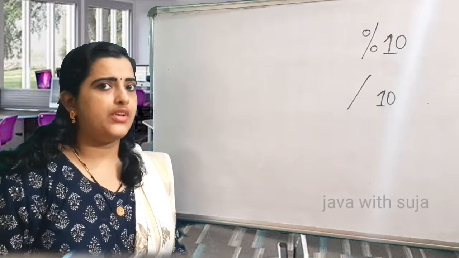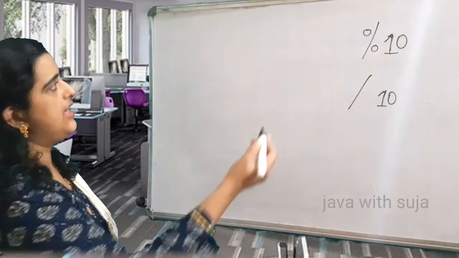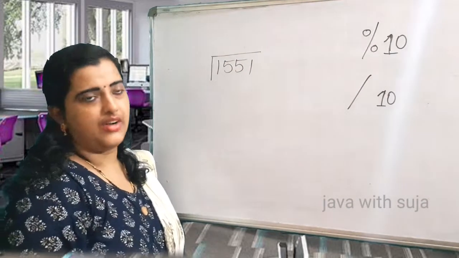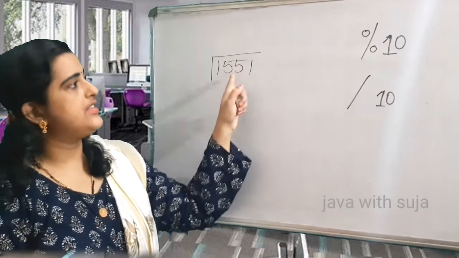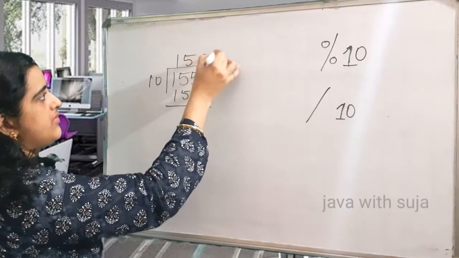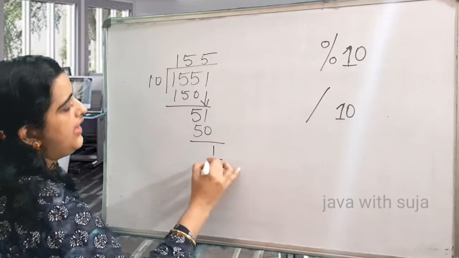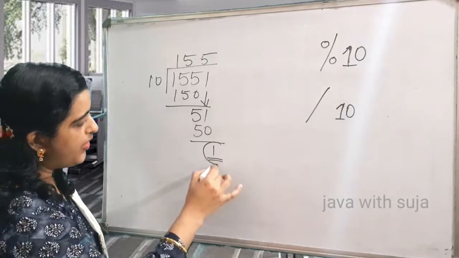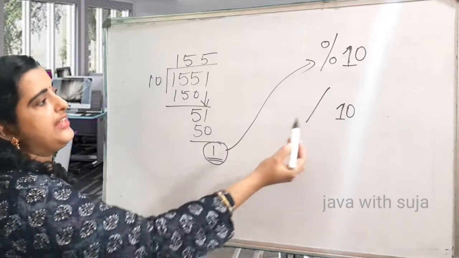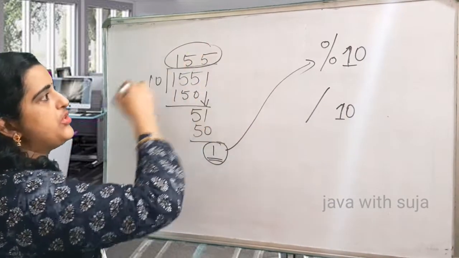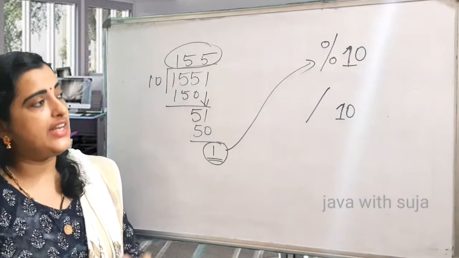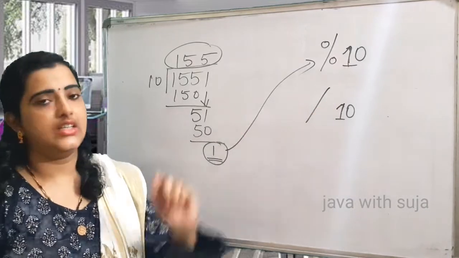Let us see how the modulus operator will work with 10. For example, here I took 1551 and I am going to divide this number by 10. So you can see, we got the remainder 1. As I told you already, the modulus operator will return the remainder as the output, and the division operator will return the quotient as the output. And these modulus and division operators have a unique feature when used with the number 10.